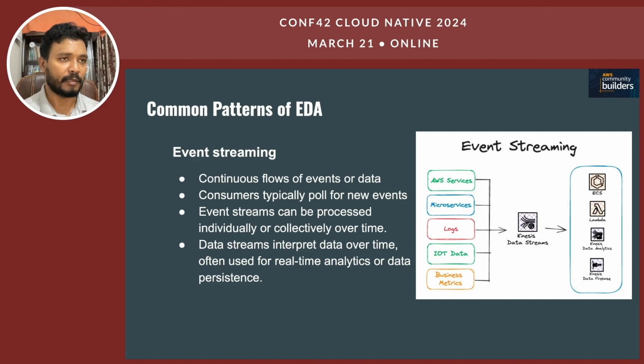So the data source can be anything like logs, business metrics, any other AWS services, right? And here in the middle, data streams are actually a subset of event streams interpreted over time and are often used for real-time data analytics applications or data persistence use cases. So there are services supporting event streaming, like Amazon Kinesis Data Streams and Amazon MSK, Amazon Managed Streaming for Apache Kafka. This is called Amazon MSK.